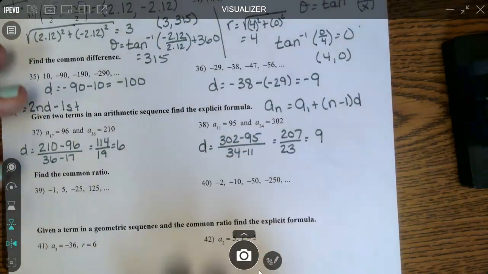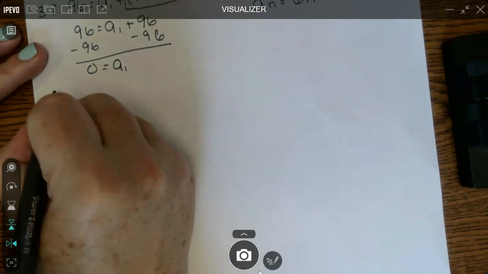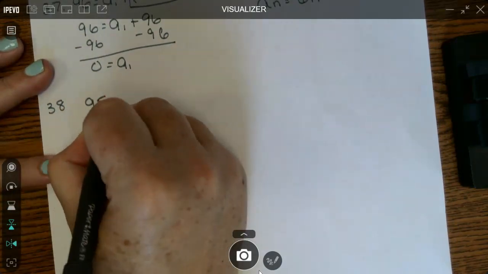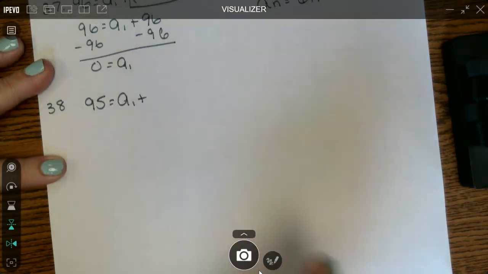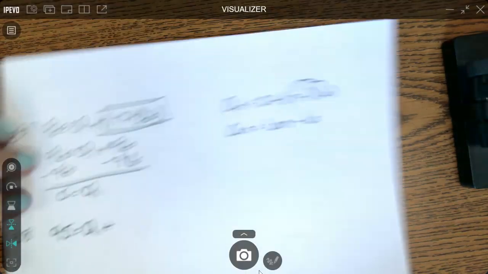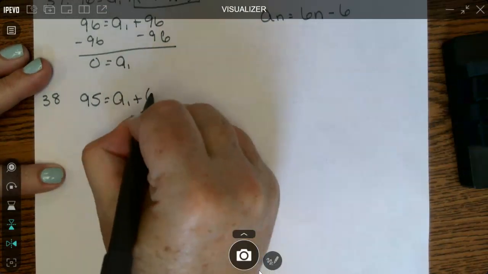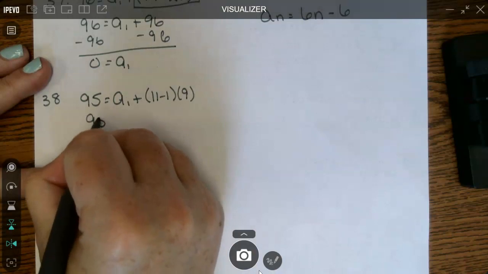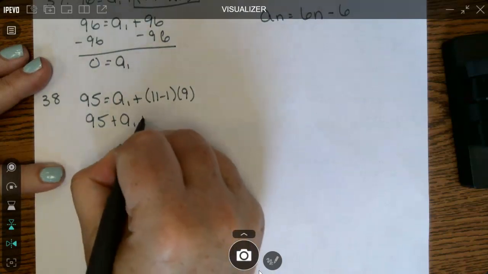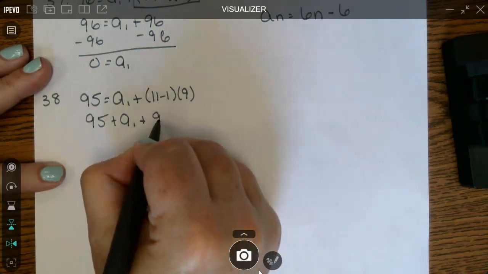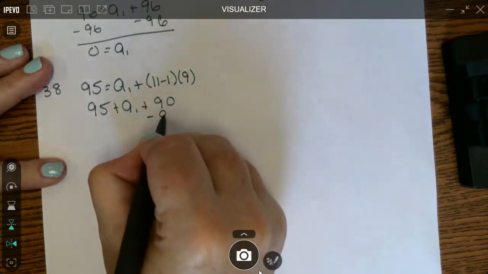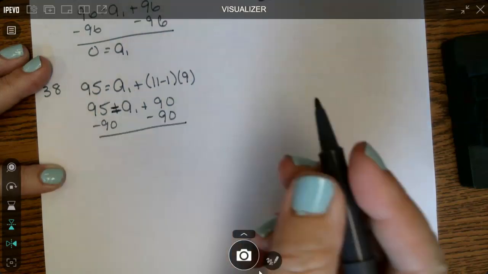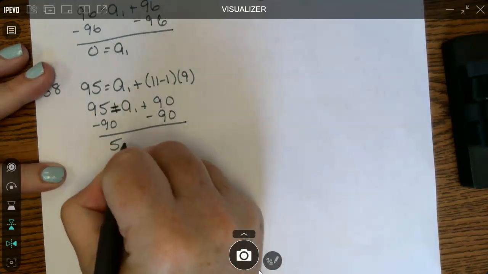So I'm going to use this 95. Okay, so number 38. So it's 95 equals a_1 plus, that's the 11th term. So 11 minus 1 times 9. So 95 equals a_1 plus, 10 times 9, so that's 90. Subtract 90 over. Ooh, that should be an equal sign. Sorry about that. And we get 5 equals a_1.